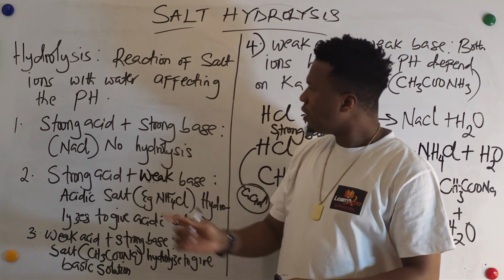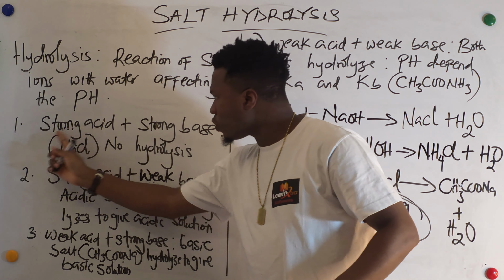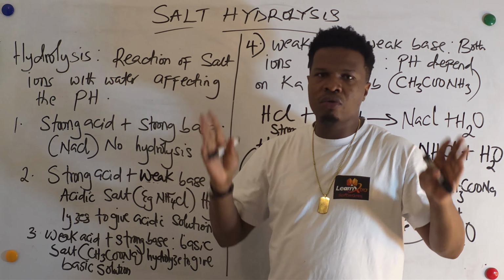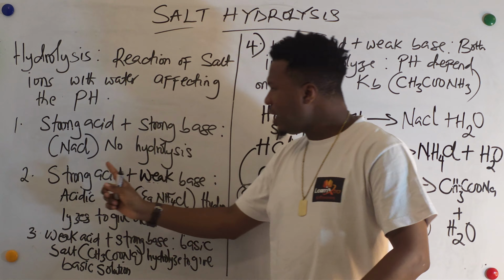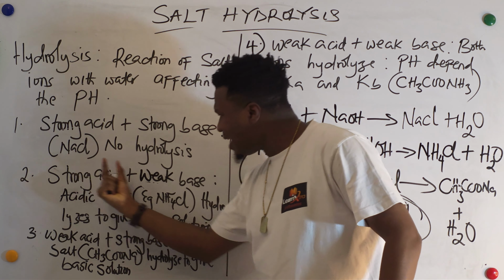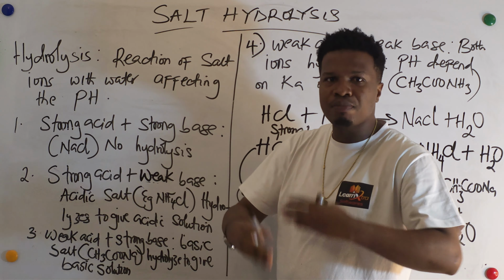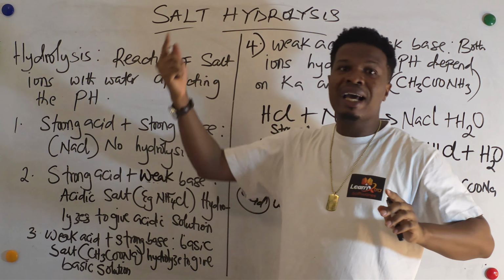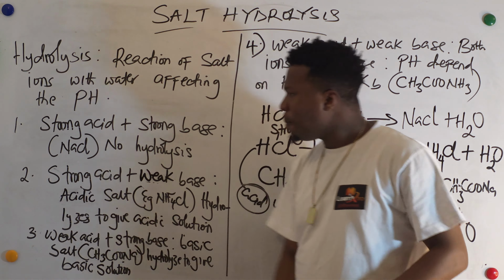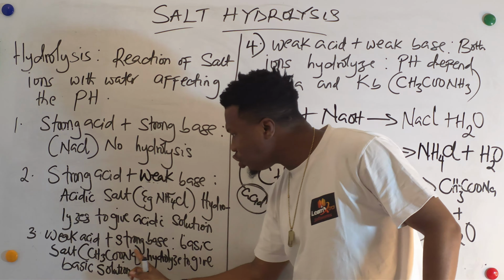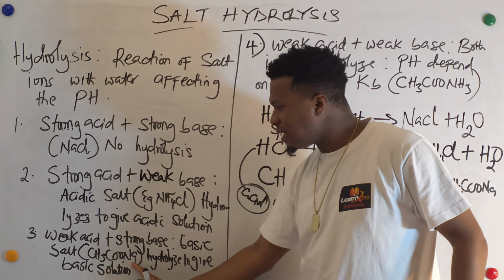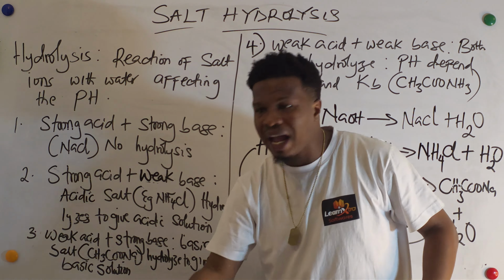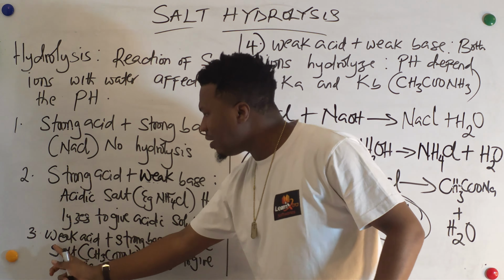In summary, hydrolysis of a salt from a strong acid and a strong base, no hydrolysis. Why? Because they have equal strength. But when you have a salt from a strong acid and a weak base and you hydrolyze, that is put it in water, the solution is going to be what? Acidic. Why? Because the acid is a strong acid. But when you have a weak acid and a strong base, a salt from this, and you hydrolyze, the solution becomes basic. Why? Because the base is stronger than the acid.